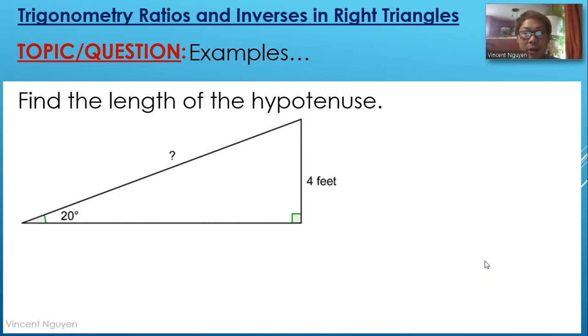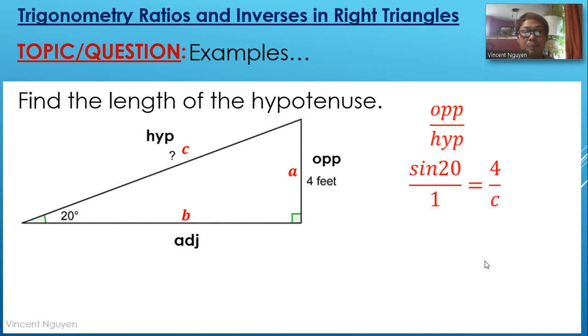Find the length of the hypotenuse. Oh, here we go. In this case, we are looking for the hypotenuse and we are given one of the legs, right? And the reference angle is 20 degrees, right? So let's set this up. Reference angle, which makes 4 feet the opposite side, right? And then we're looking for the hypotenuse. We don't care about adjacent because we're not looking for adjacent, right? We're looking for hypotenuse. So tell yourself you have opposite and you're looking for hypotenuse. That means we're going to be using the sine function.